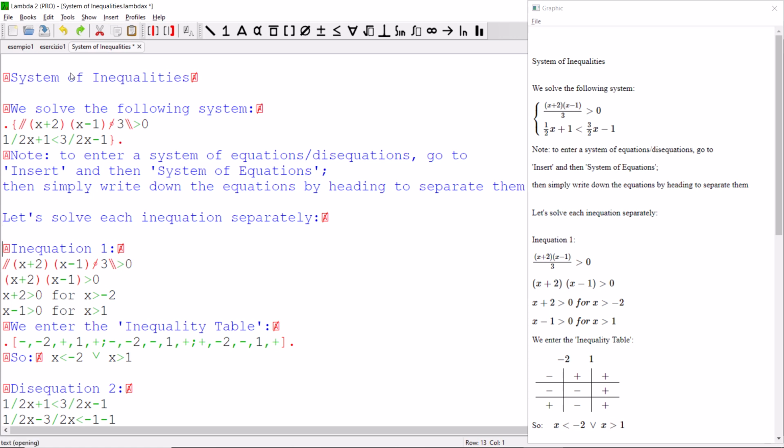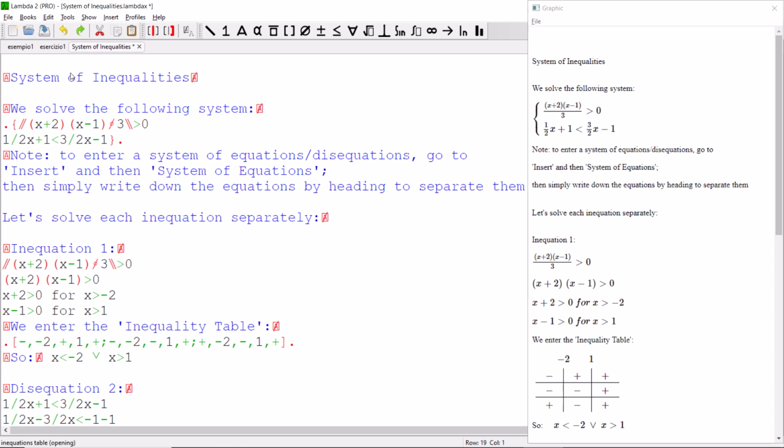In inequality 1, (x+2)(x−1)/3 > 0, so (x+2)(x−1) > 0. x + 2 > 0, therefore x > −2. x − 1 > 0, therefore x > 1. We enter the inequality table.